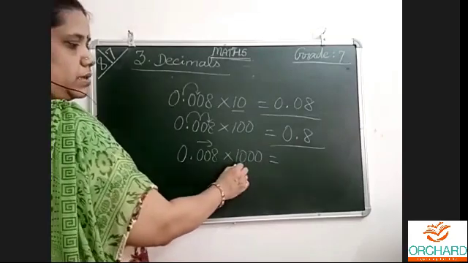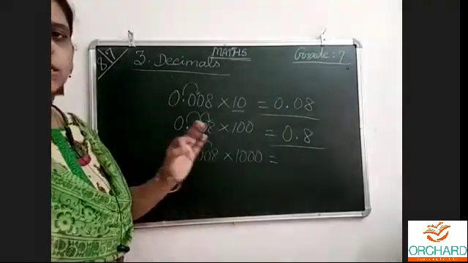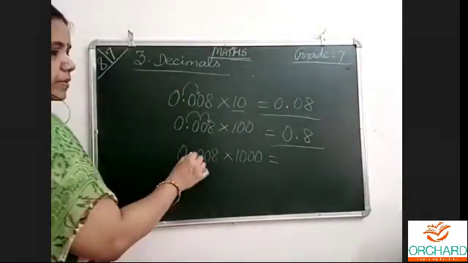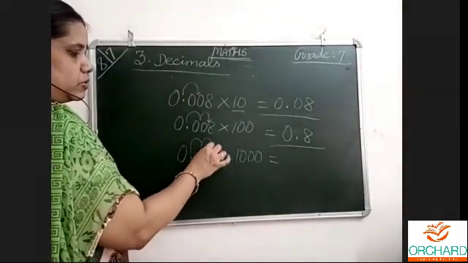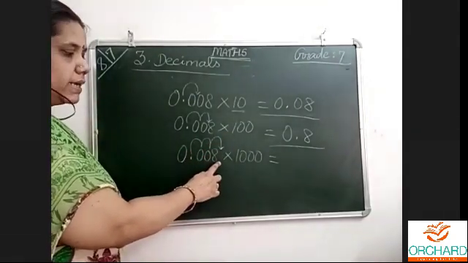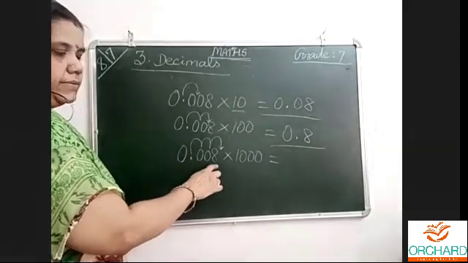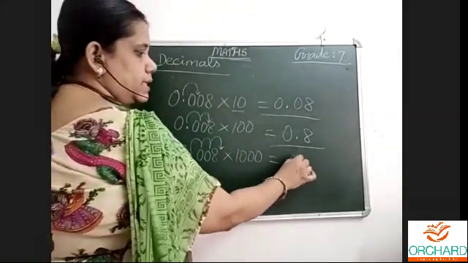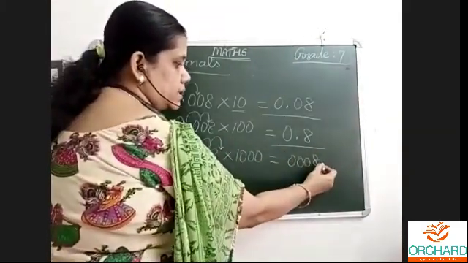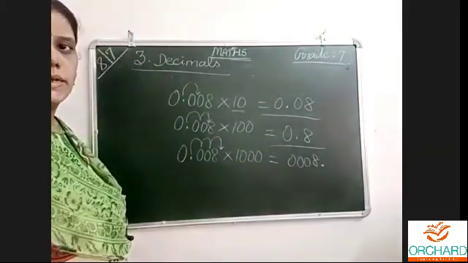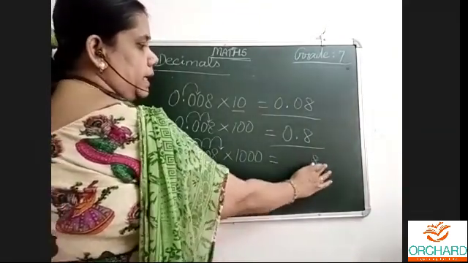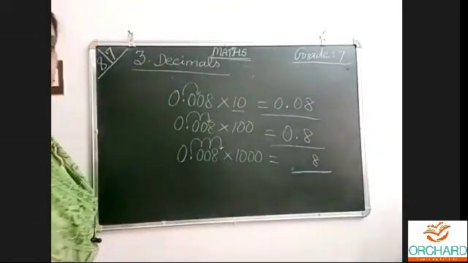Now 1000. When a number has 3 zeros, 3 jumps. I have erased this arrow. 3 jumps, 1, 2, 3. The point went to the last. How to read the number 0008? The point jumped to the last like this. It doesn't have any value because the point is at the last. So no need, directly 8 point, which means it is 8.